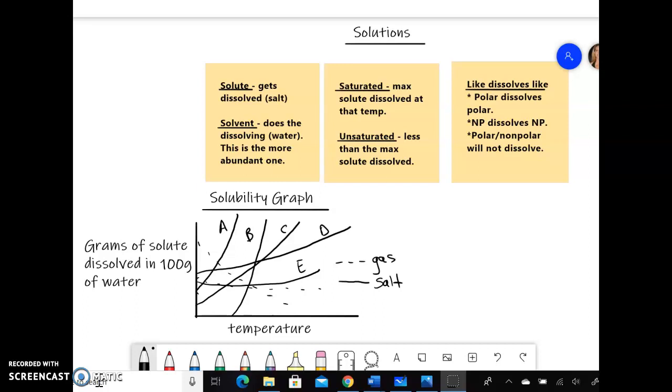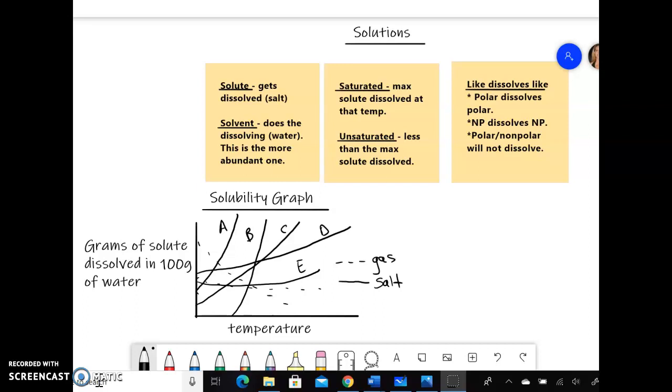The next two words are saturated versus unsaturated. So these are measurements, and it's the most solute that you can dissolve into a liquid at a specific temperature. So there are several factors that matter when we're looking at how much stuff we can dissolve. One of them is how much solvent we have. So if you have a gallon of water versus a drop of water, obviously you can dissolve more stuff into a gallon of water. So the amount of solvent matters.